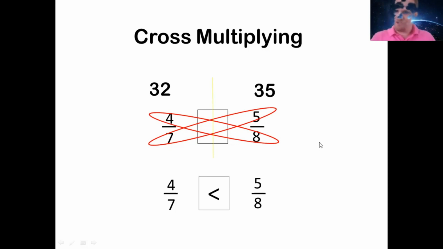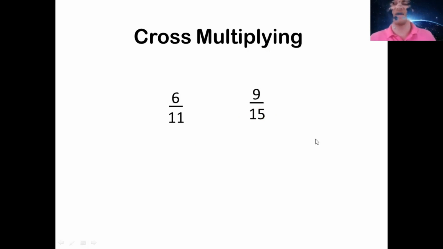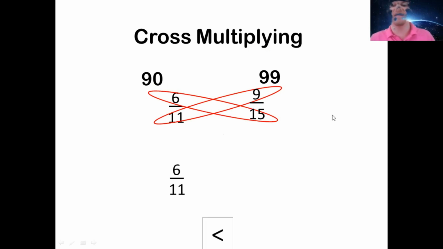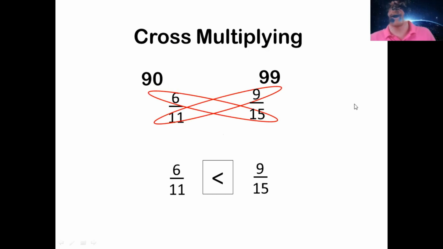Okay, let's try it one more time just to get it sunk into our memories. 6 over 11 and 9 over 15. Well, let's cross multiply. 6 and 15 gives us 90, and 11 times 9 gives us 99. Again, we can clearly see which number is bigger. 99 is bigger than 90, so that means 9 over 15 will be the bigger fraction, and we would write it like this, wouldn't we? 6 over 11 is less than 9 over 15.